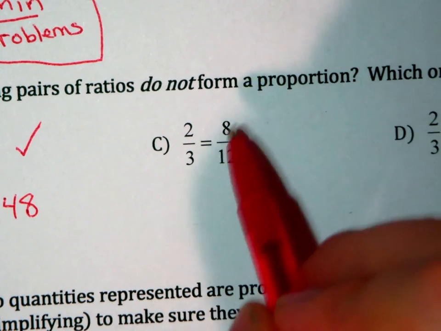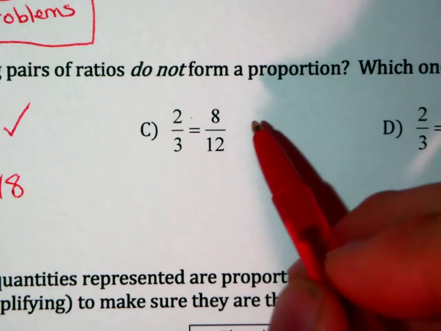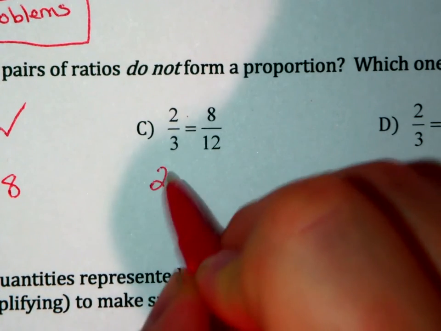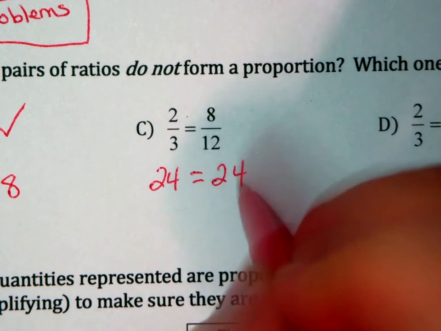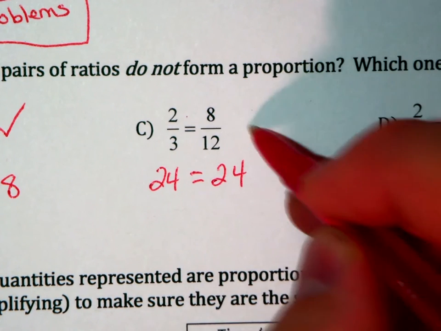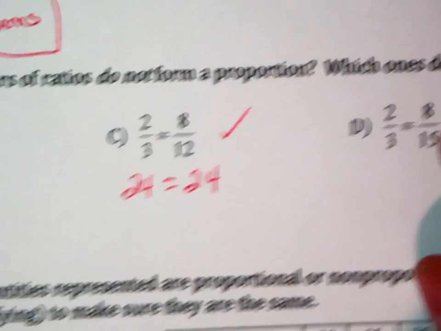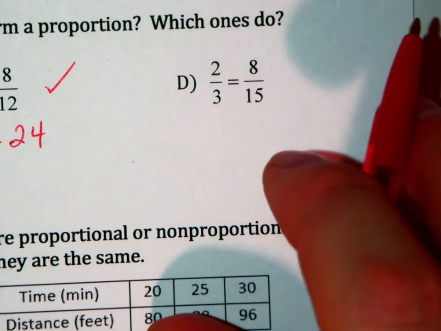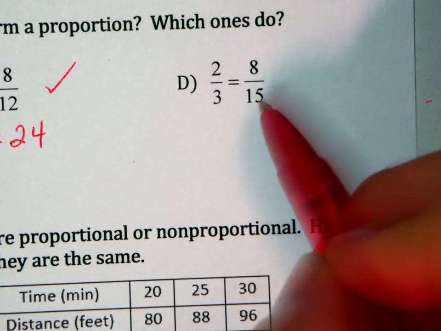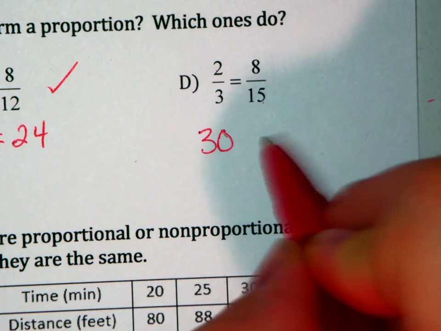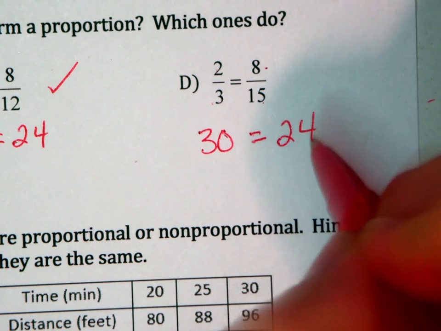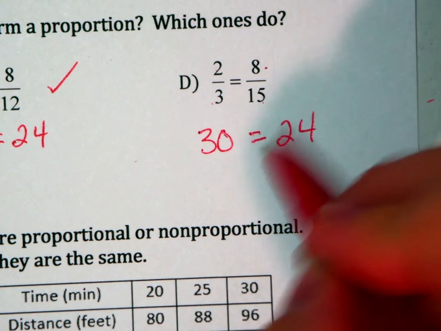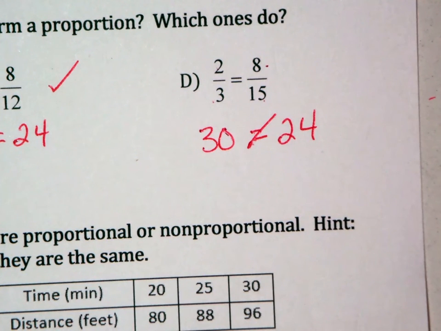Number C, 2 times 12 is 24. 8 times 3 is 24. Again, they are equal to each other, so that is proportional. Letter D, 2 times 15 is 30. 8 times 3 is 24. In this case, they are not equal to each other, so it would not be proportional.